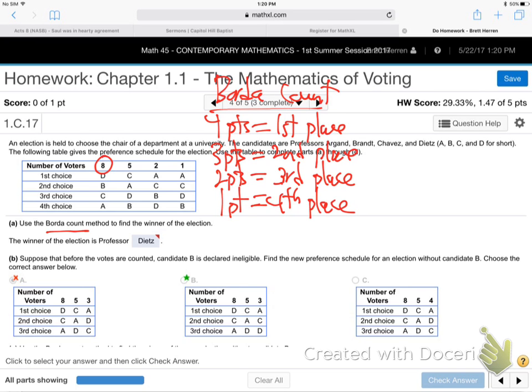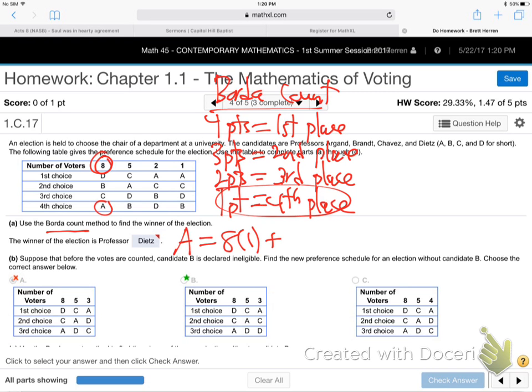These 8 people. Well, we're going to start with candidate A first off. Those 8 people, they all put candidate A last, right? So A only gets 1 point from each of those people, because fourth place is worth 1 point. So 8 people times 1. It's going to be 8. Good so far?